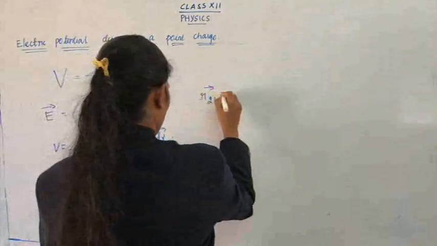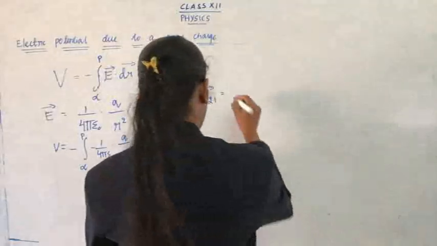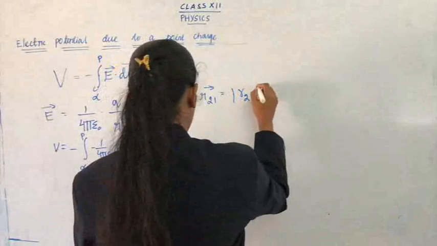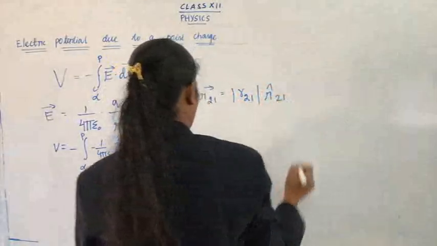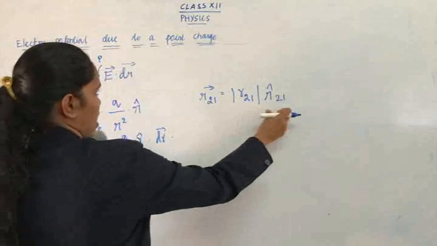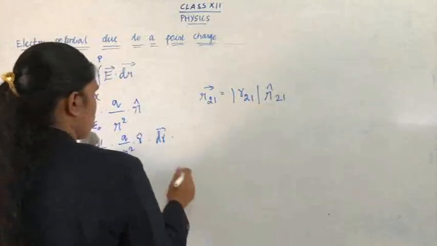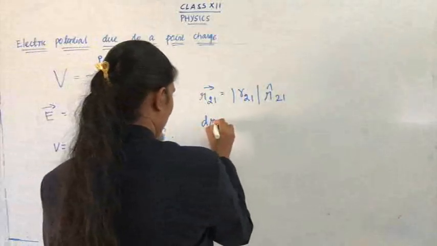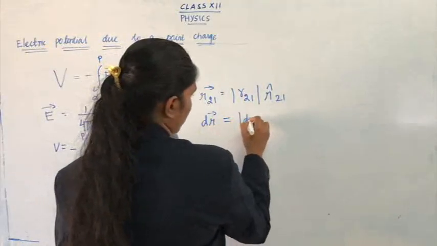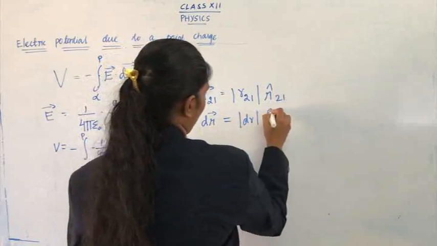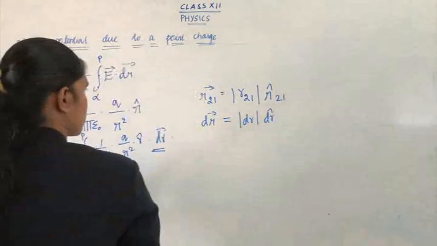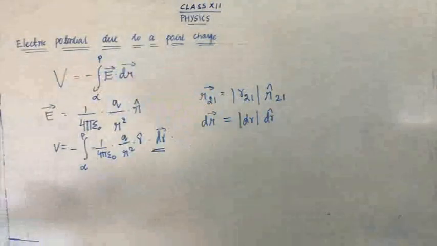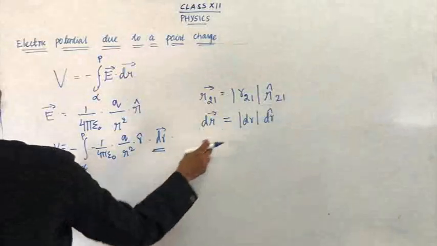In the slides I have put the Coulomb's law: R21 equal to formula R21 R cap 21, modulus of R21 R cap 21. This is the Coulomb's law. So we are going to write the dr in terms of Coulomb's law. Write it down. Dr vector equal to mod dr into dr cap. Now you apply this here.